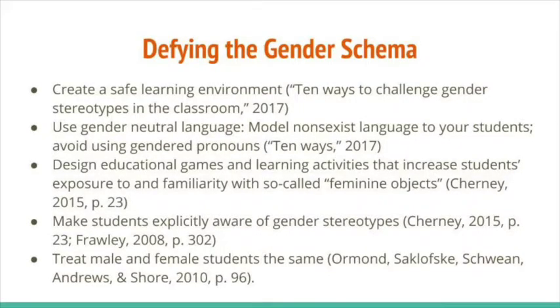After showing videos with traditional gender stereotypes in them, you can have a discussion with the class about these stereotypes and where they come from. This helps break down the illusion of gender stereotypes being something that we all have to conform to. In addition to making students explicitly aware of gender stereotypes, there are also things you can do to help defy gender schema, such as create a safe learning environment, use gender-neutral language, design educational games and learning activities that increase students' exposure and familiarity with so-called feminine objects, and treat male and female students exactly the same.